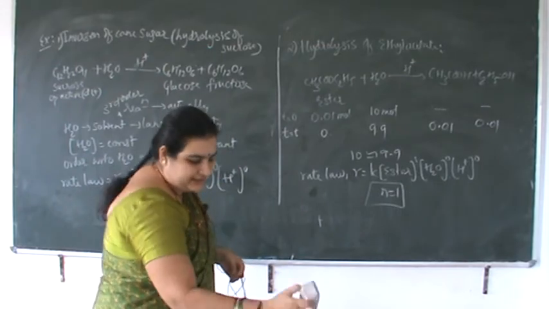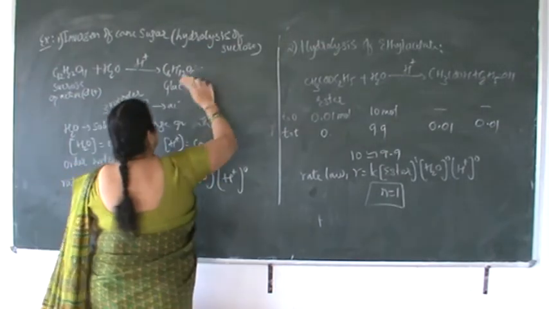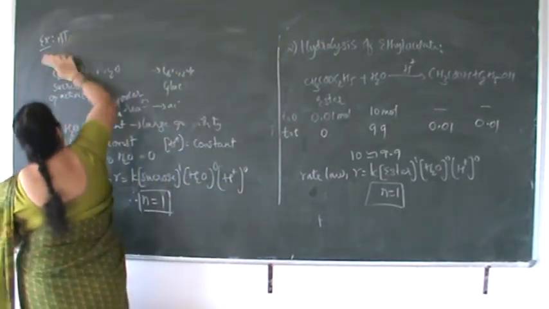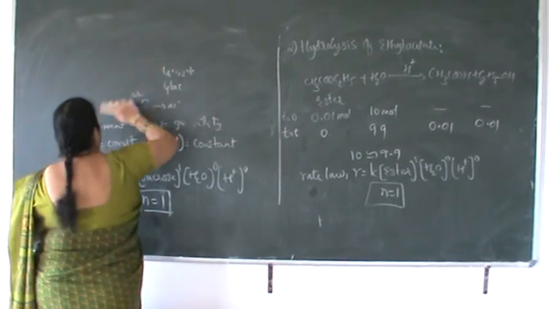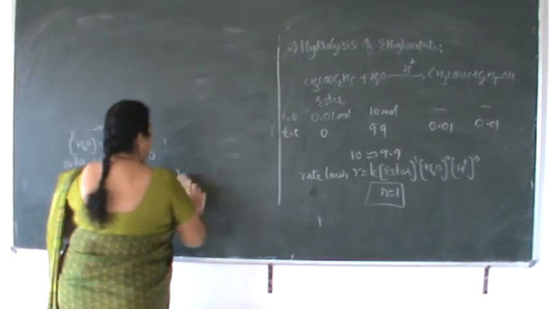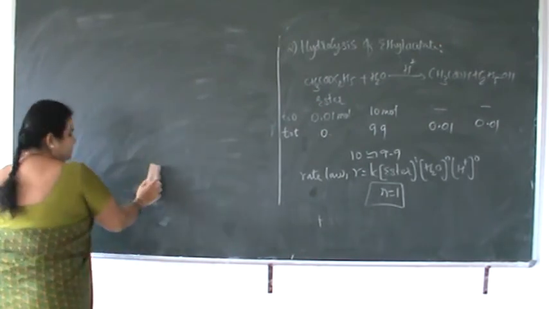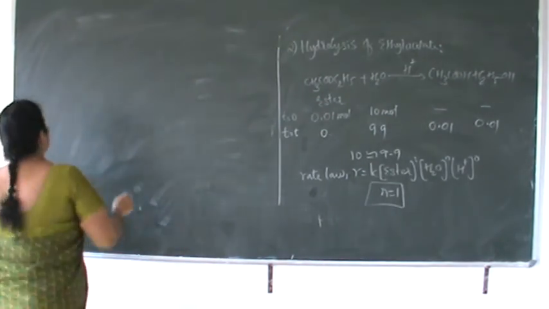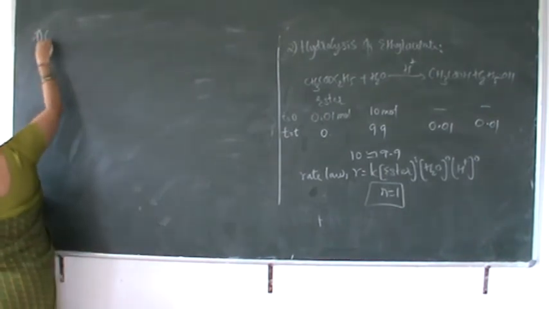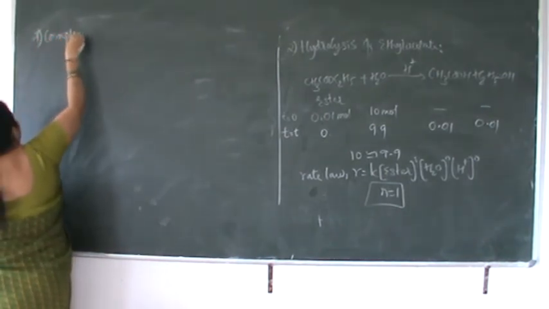Next category, the seventh one. So here I will end the pseudo first order reaction. Next one, complex reactions. Generally, the seventh category is complex reactions.